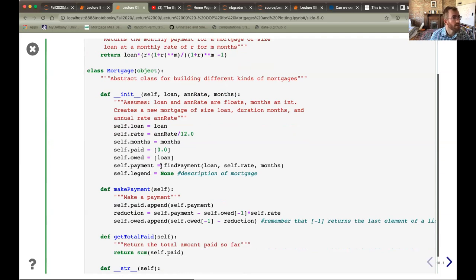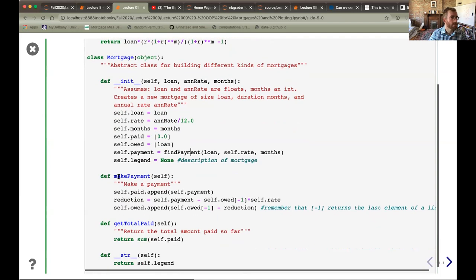All right, so remember, we've got a mortgage object. Some people only have one, some people have multiple mortgages. So let's imagine, what are the operations you can perform on a mortgage? One thing you can certainly do is make a payment. It's the thing we don't like to do, but it's the thing we have to do.